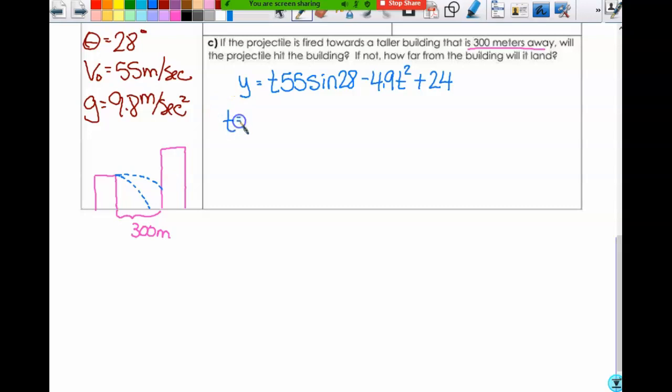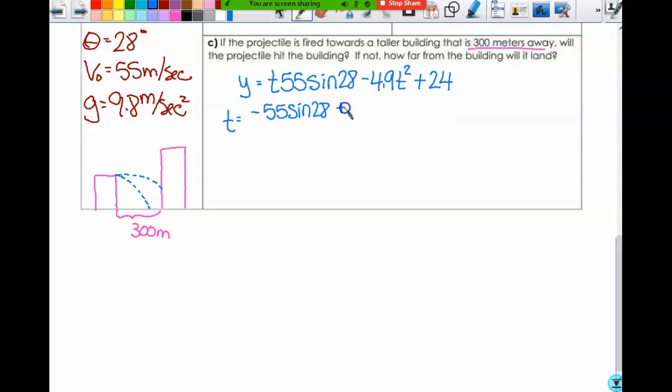In this case, I can't factor this. If I need to solve for t, here's where we use the quadratic formula. Maybe you're still singing it in your head, right? x equals, well, this is t, negative b, this is my b, so negative b, 55 times the sine of 28. I'm doing this because I can't factor this one. I can factor the other one.